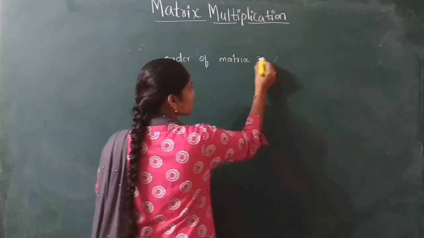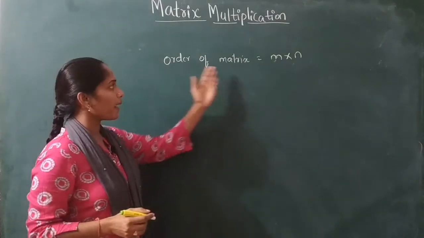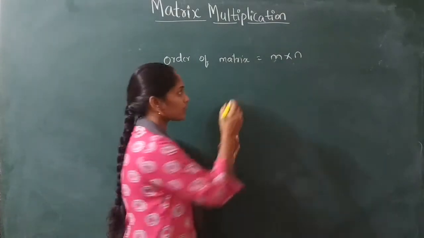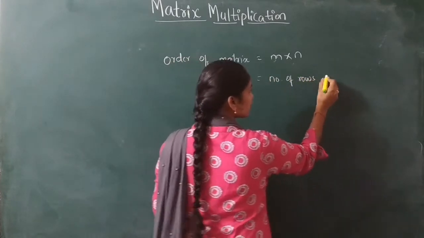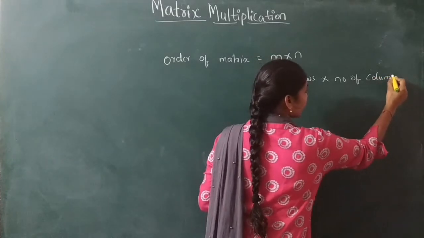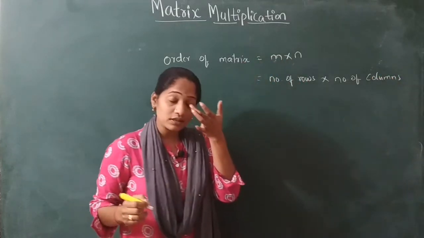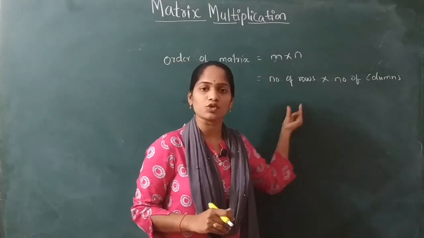Order of a matrix is equal to m cross n. What is m cross n? Number of rows into number of columns. So whichever matrix you take, the order is the number of rows into the number of columns.